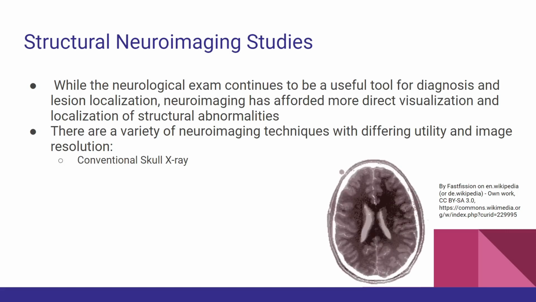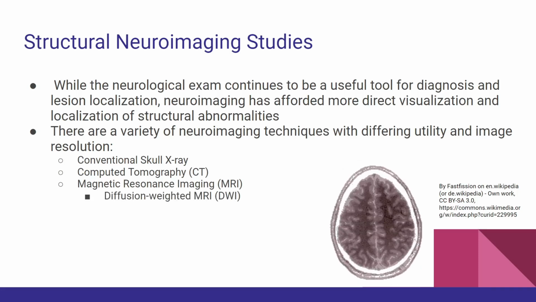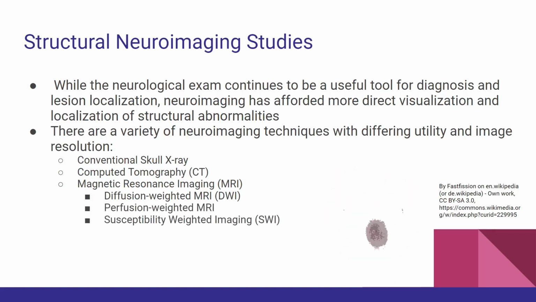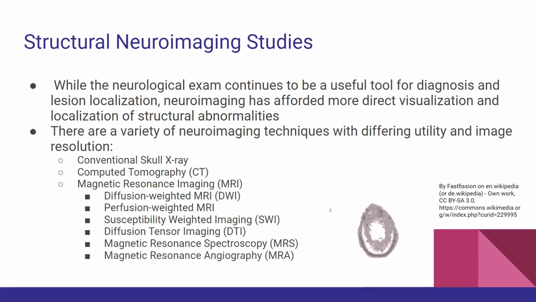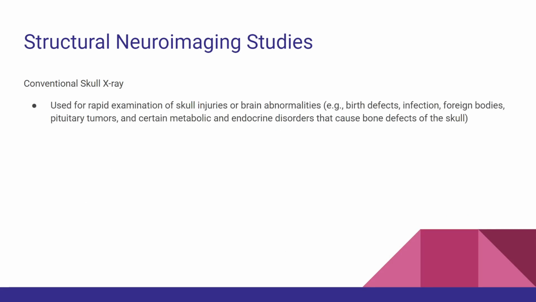The ones we're going to talk about include the conventional skull X-ray, computed tomography, magnetic resonance imaging, and there's a variety of MRI technologies including diffusion-weighted MRI, perfusion-weighted MRI, susceptibility-weighted imaging, diffusion tensor imaging, magnetic resonance spectroscopy, and magnetic resonance angiography. So we'll start with conventional skull X-ray, and it's used for a rapid examination of skull injuries or brain abnormalities. So you're looking for things like birth defects, infections, foreign bodies, pituitary tumors, and certain metabolic and endocrine disorders that can cause bone defects.